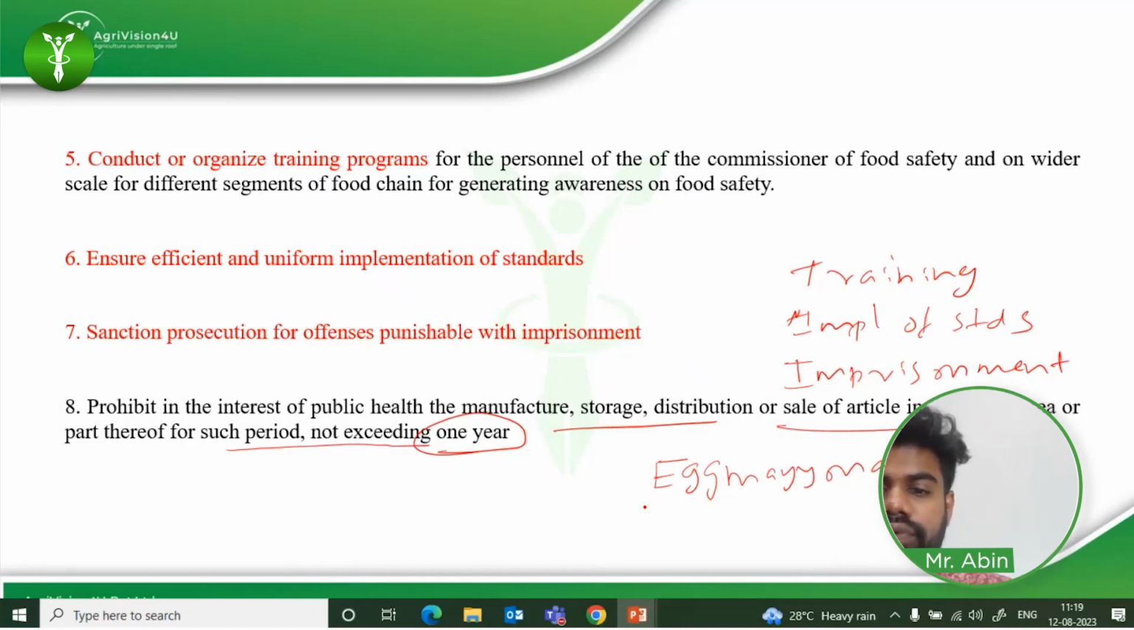This was not for every mayonnaise, only for mayonnaise which is raw or unpasteurized. For this, a restriction has come, but it will be applicable for only 1 year. But they can also extend it under some sections. So this is also some role of the Commission of Food Safety.